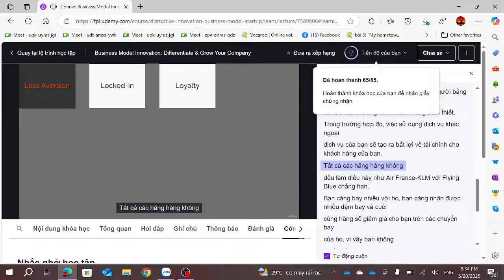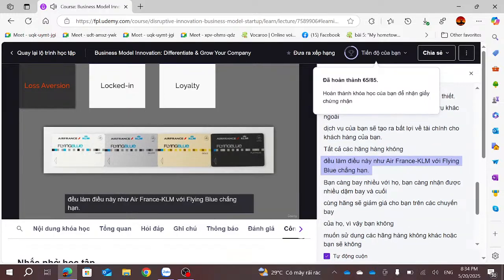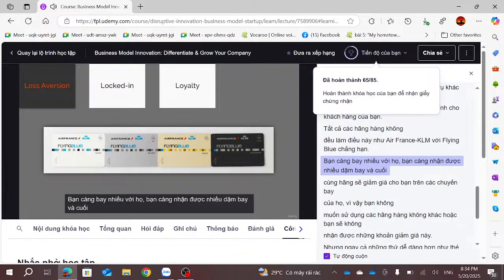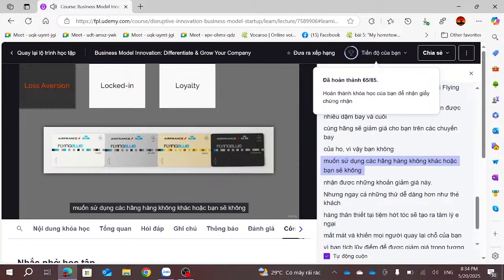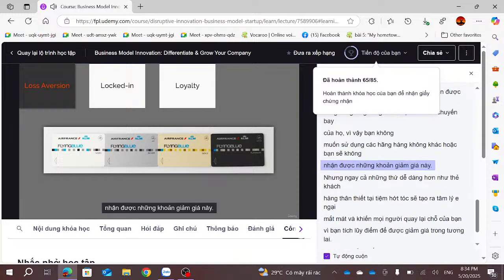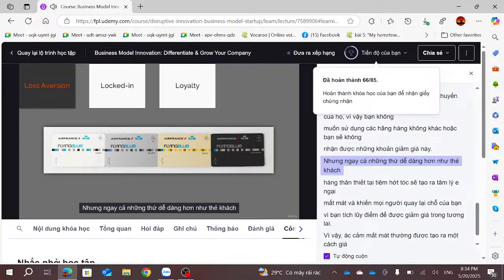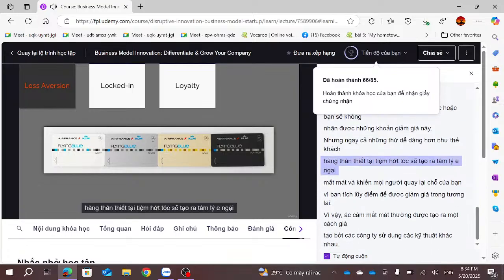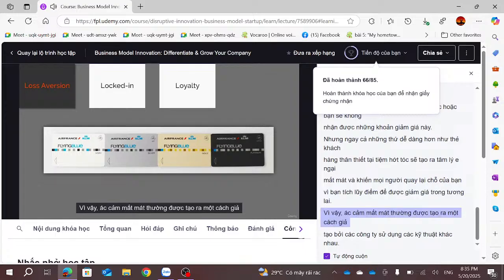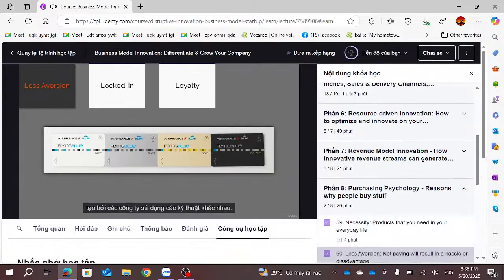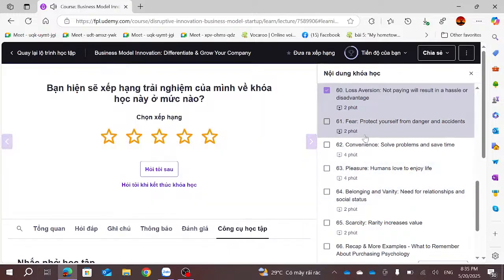All airlines do this, like Air France KLM with Flying Blue, for example. The more you fly with them, the more miles you get, and eventually it gives you great discounts on their flights, so you don't want to use other airlines or you won't get these discounts. But even easier things like a loyalty card at a barber shop will create a loss aversion and make people come back to your place, because you'll accumulate points for a future discount. So loss aversion is usually created artificially by companies using various techniques.